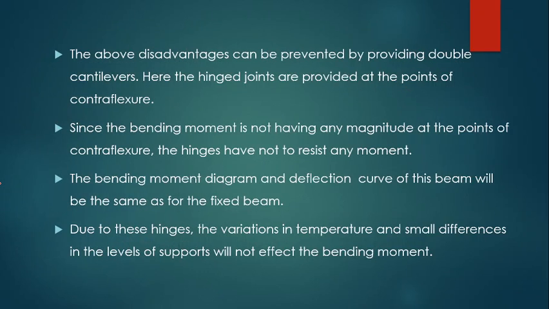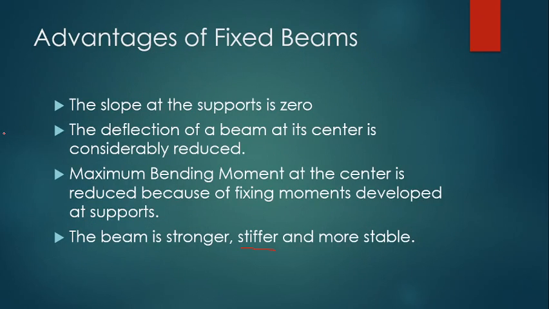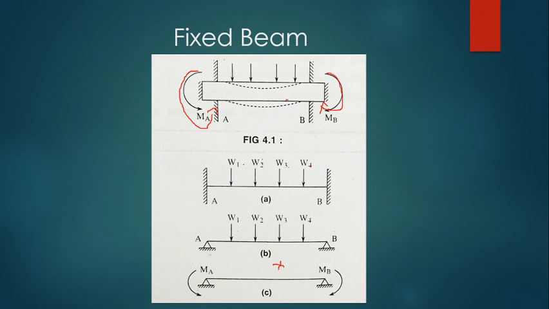And this is also another disadvantage. But the above disadvantages can be prevented by providing double cantilevers. That means hinged joints are provided at the points of contraflexion, right? So here in the fixed beam, you will get 2 points of contraflexion.